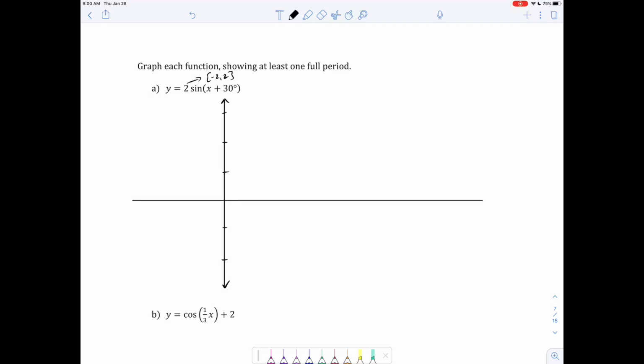For the x-axis, we've shifted left 30 degrees. There is no change to the period. There's no b value other than 1. So I'm just going to make sure that I have tick marks every 30 degrees. So that's a 1, that's a 2, that's 30 degrees. So I've carefully chosen that. And I'm also carefully making sure that my tick marks are decently evenly spaced apart.